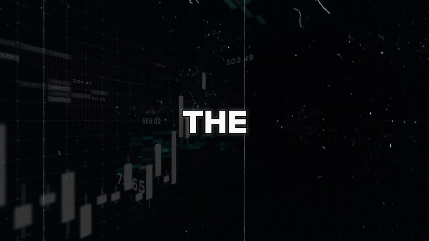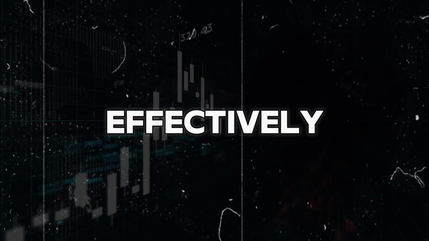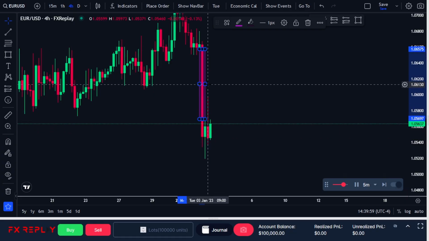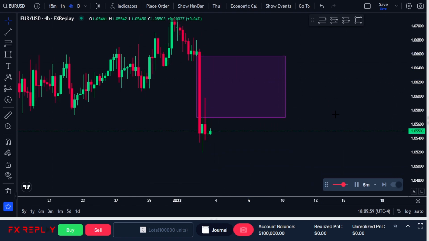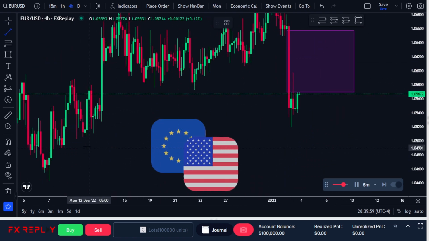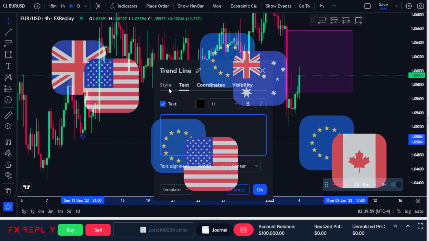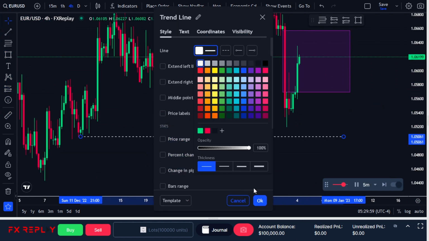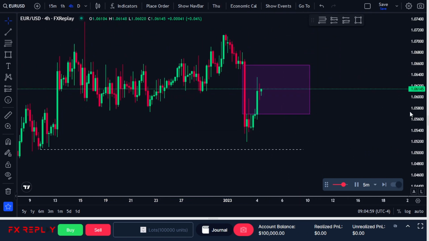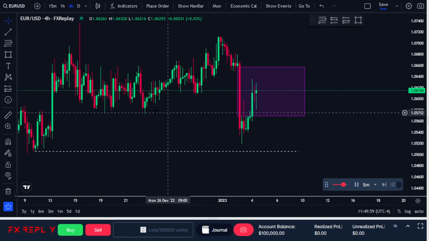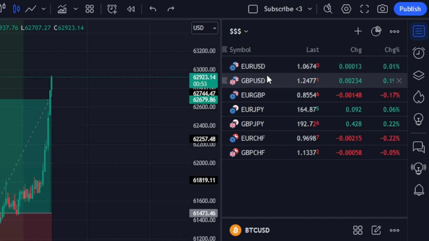Now let's talk about the pairs where we can use this model effectively. This trading model is going to work on almost all assets, but the ones that work best for me are EUR/USD, GBP/USD, EUR/AUD, and EUR/CAD. Basically all the pairs with Euro and GBP, or the ones that are mostly active during the London session. Here is an example of some of them.